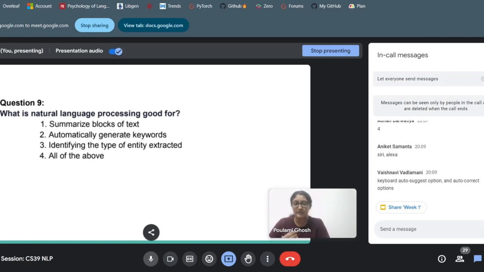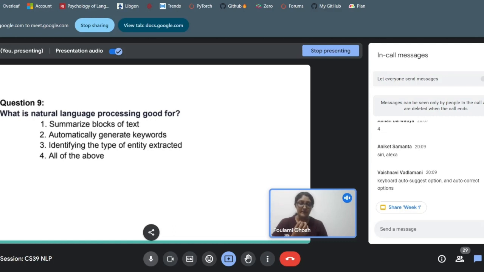Okay, Vaishnavi has suggested. Yeah, go on. Autopilot cars can also be an example of NLP. Autopilot cars, I think they come more into the domain of computer vision. But yes, that also comes under the domain of AI/ML.